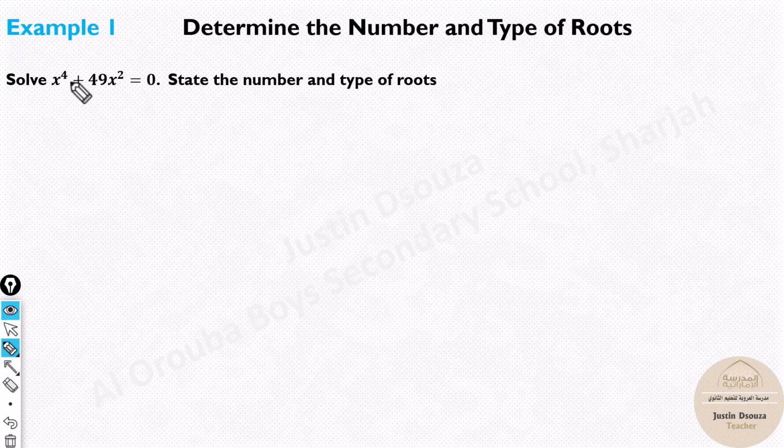Here you can see we have x power 4 plus 49x squared equals 0. So how would you solve it? Some calculators do solve these problems directly, but most do not. So how would you go about this? You can see there is x squared and x squared. So how about we remove that as a common term? From the distributive property, if you remove that outside, you will have x squared remaining here plus 49. That is equal to 0.